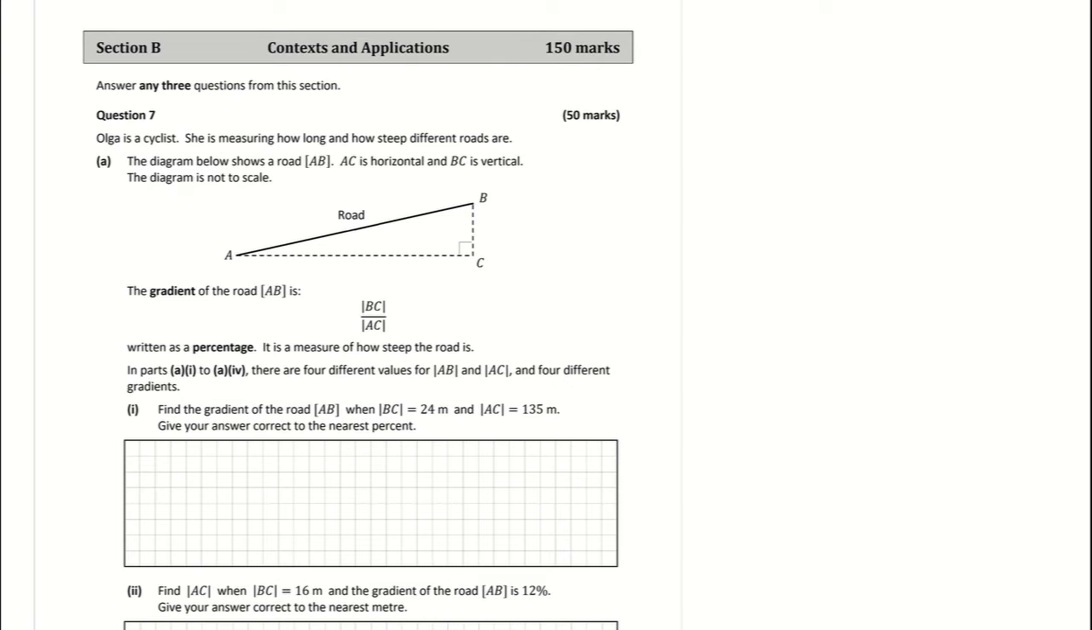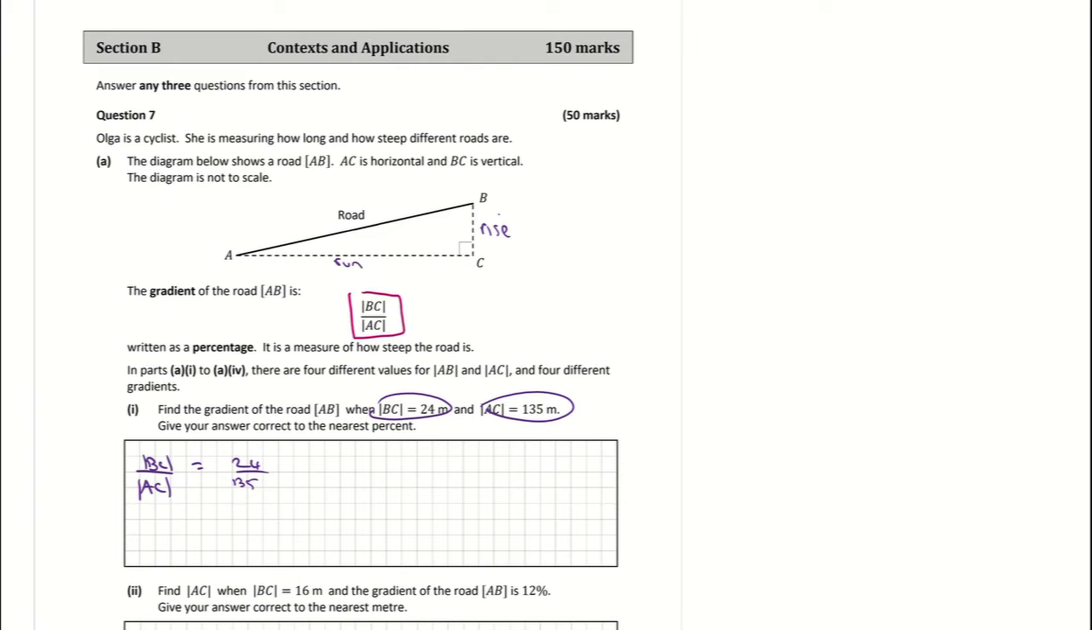So looking at part 1, find the gradient of road AB, where BC is 24 and AC is 135. Give your answer correct to the nearest percent. So we're basically going to use the formula they've given us here: BC over AC. You can hopefully spot that that's basically rise over run. So B to C is rise and A to C is run. So it's basically slope, really. Using the formula they've given us, BC over AC, filling that in, I have 24 over 135.